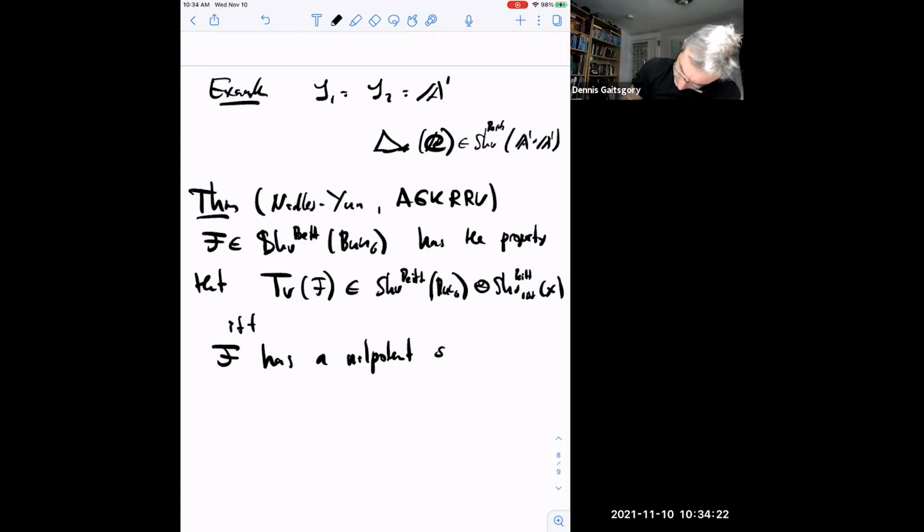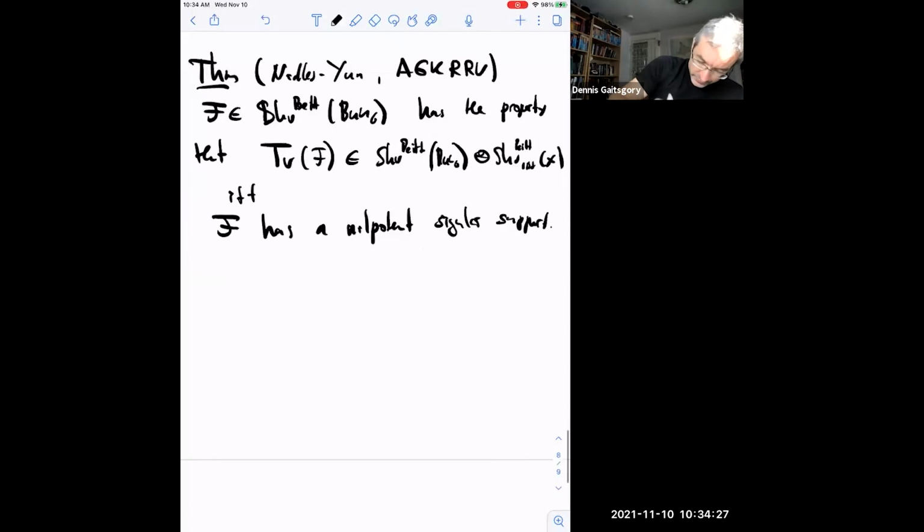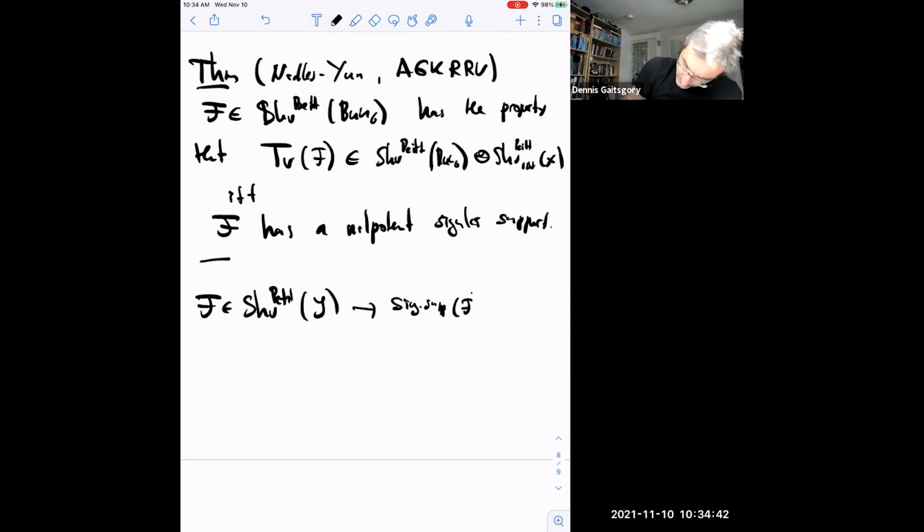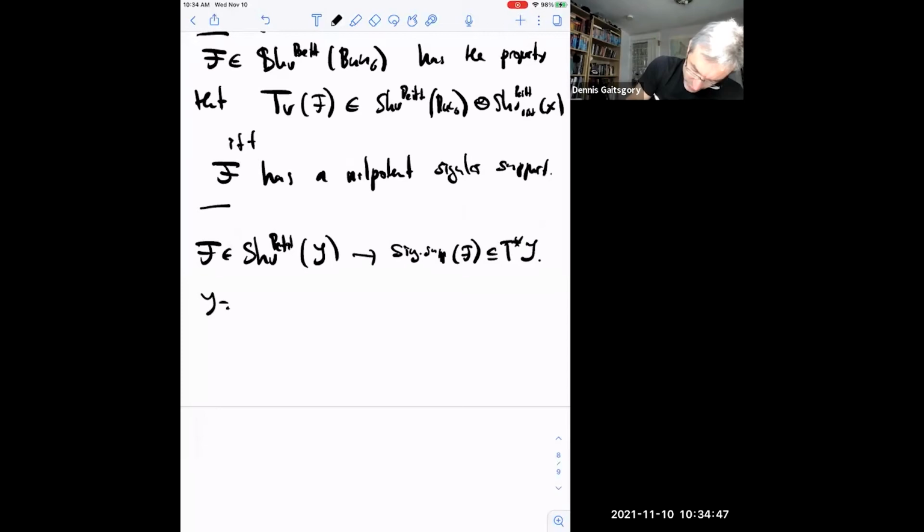So let me just give a brief reminder. In the Betti theory, if you have an object of the Betti category, you can attach to it its singular support, which is a Lagrangian inside the cotangent bundle of Bun_G. Its cotangent bundle is what's called the Higgs bundles. And inside Higgs bundles, there is a distinguished conical subset called the nilpotent cone, the global nilpotent cone.